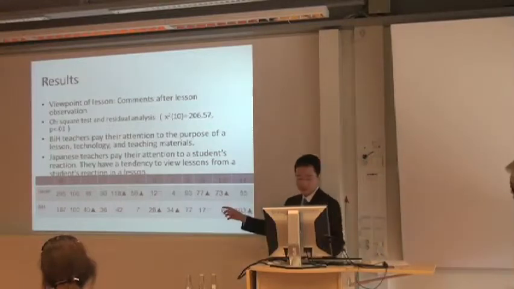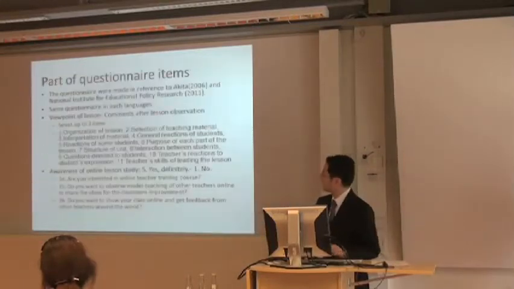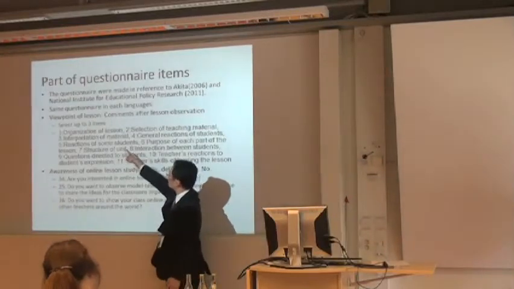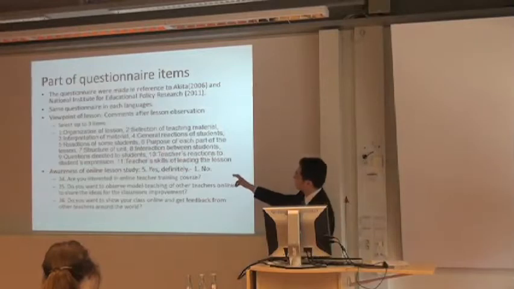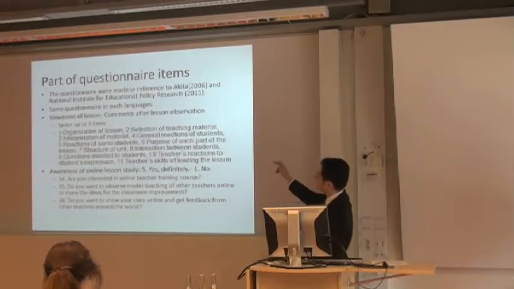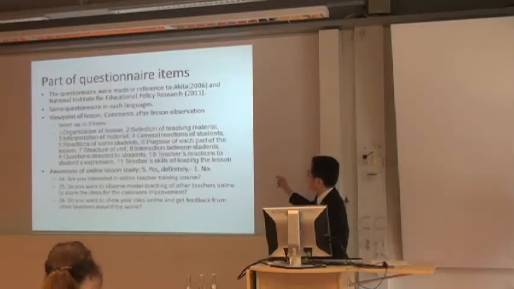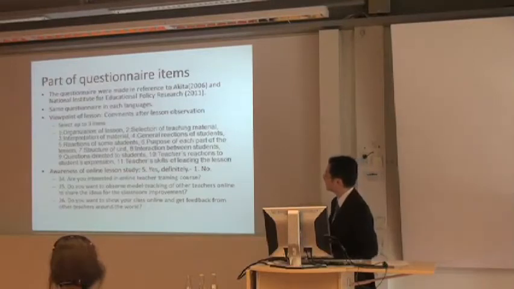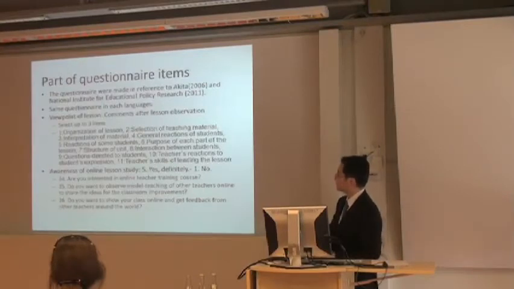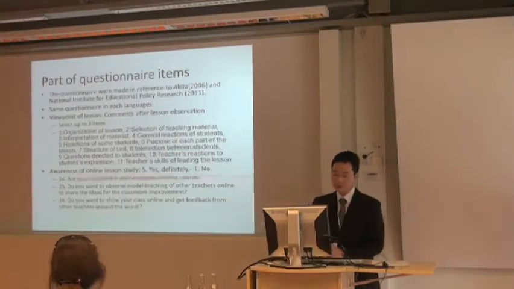This number is this number. First is organization of lesson. Second, selection of teaching material. Third, interpretation of material. Fourth, general reaction of students. Fifth, reaction of some students. And sixth, parts of each part of the lesson. Seventh, structure of unit. Eighth, interaction between students. Ninth, questions directed to students. Tenth, teachers' reaction to students' expression. And 11th, teachers' skills of reading the lesson. The number is this.